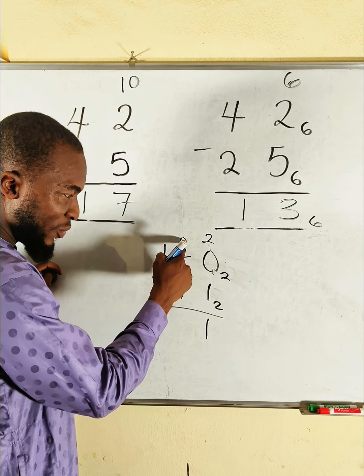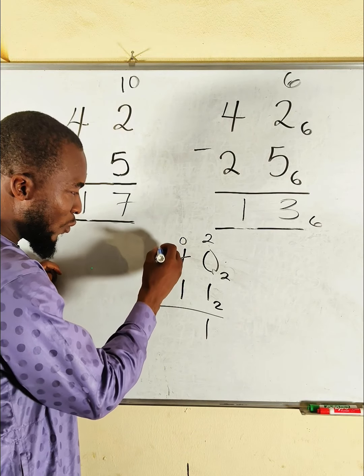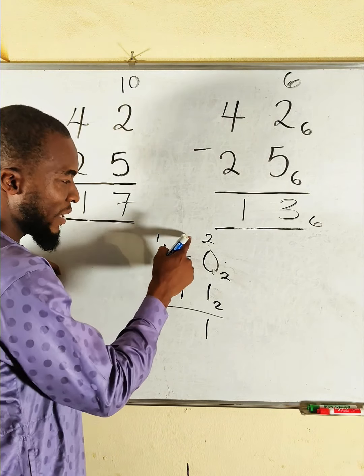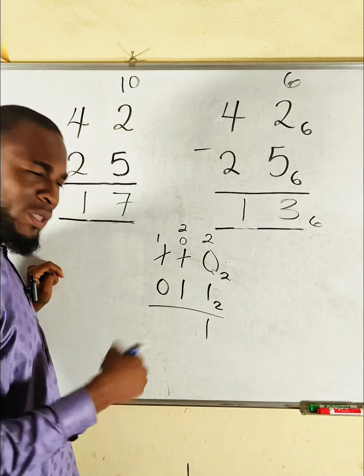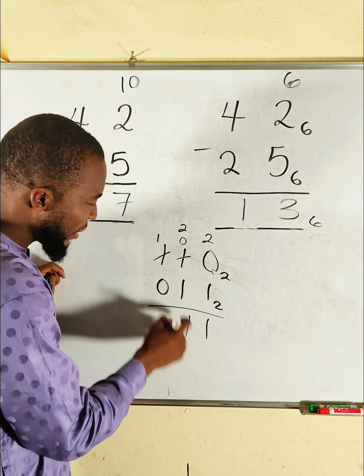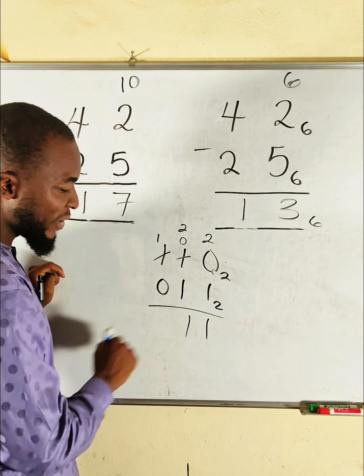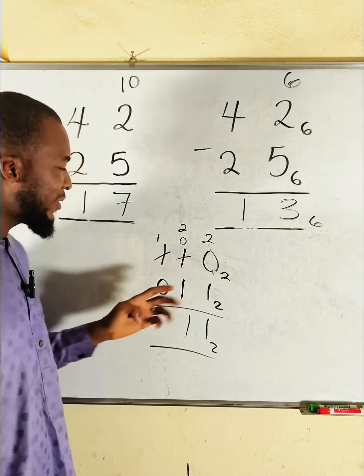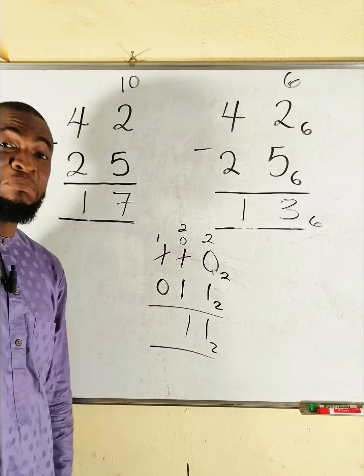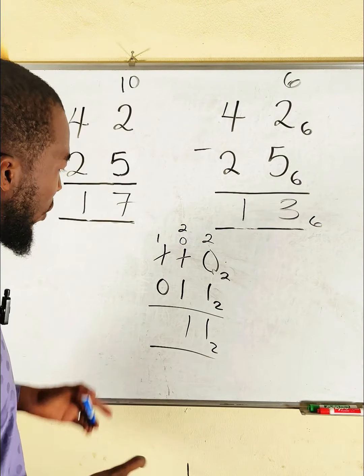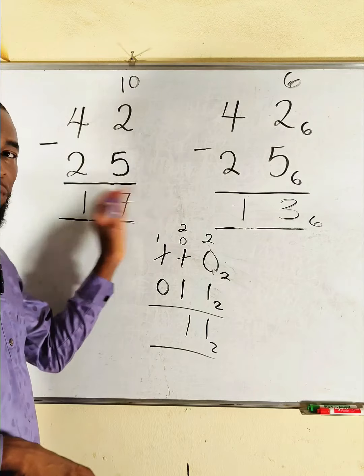We have 0 here. You borrow 1 here from this, it comes here as 2. 2 plus 0 is 2, minus 1 is 1. Here we have 0 left. 0 minus 0 is 0. Therefore, once you subtract 1 1 from 1 1 0, you're going to get 1 1 in base 2. So always borrow a digit equivalent to the base.